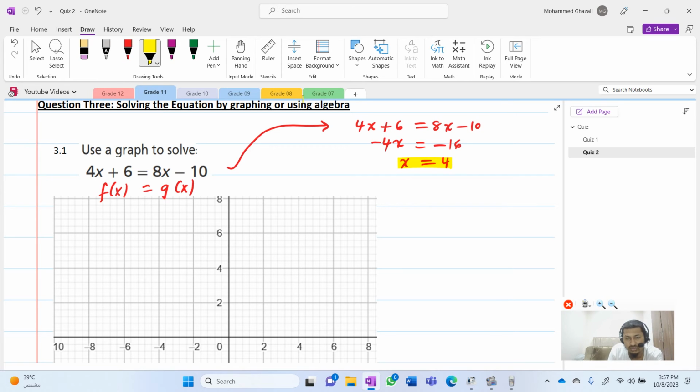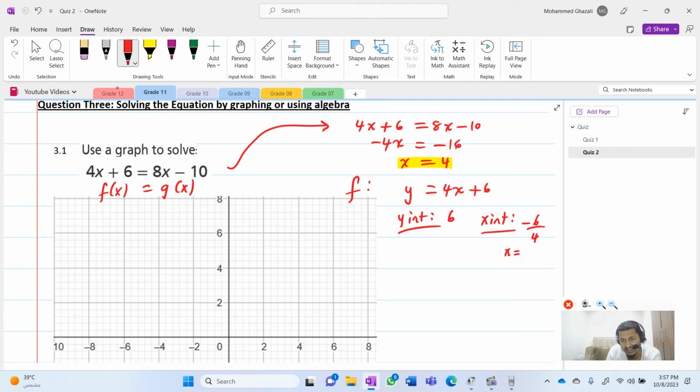But how do we use graphs to solve? So we can say the first function is f, which is y equals 4x plus 6. So we have a y-intercept, which is making x 0. 4 times 0 is 0, plus 6 is 6. And to find the x-intercept, you're making y 0. In other words, taking the 6 over, we'll get negative 6, and we have to divide it by 4. So my x-intercept here is negative 1.5.